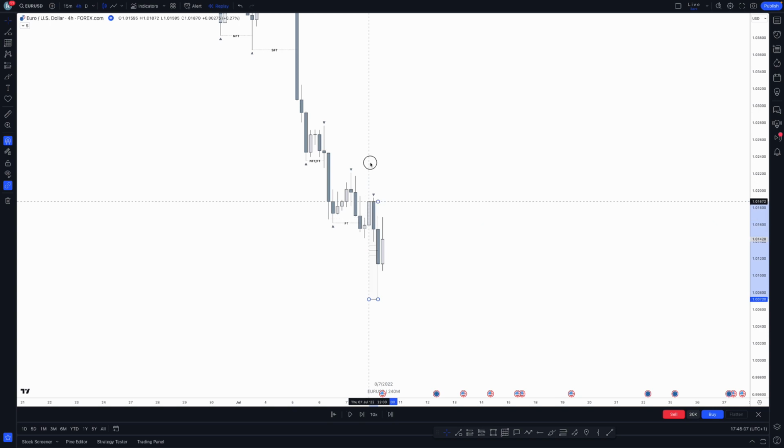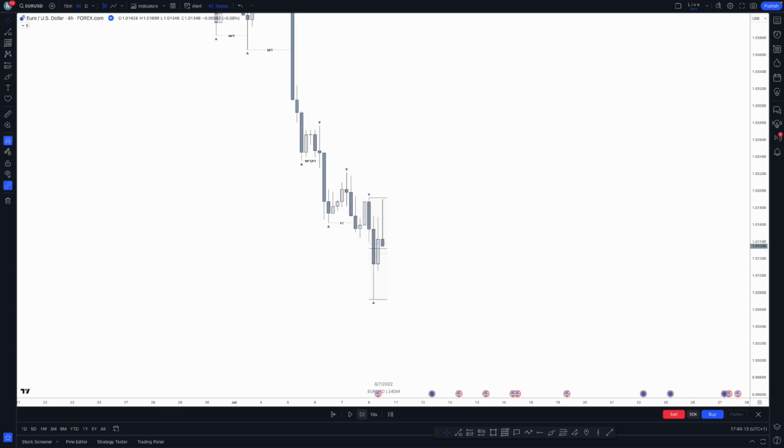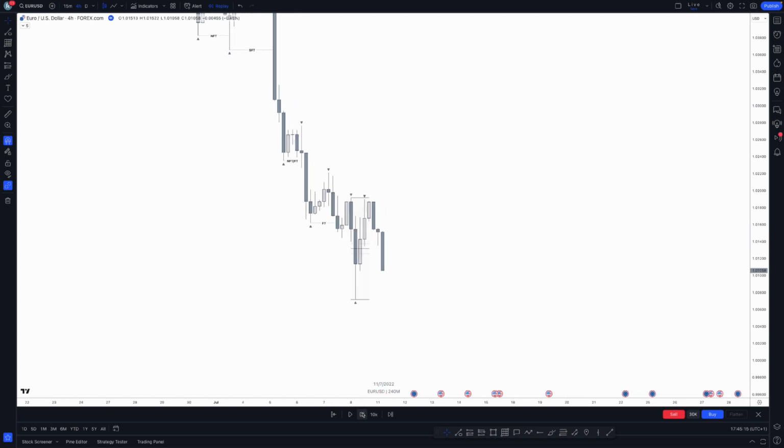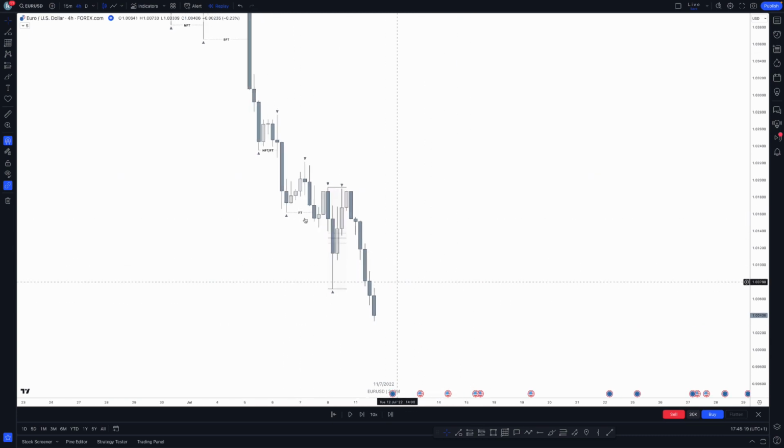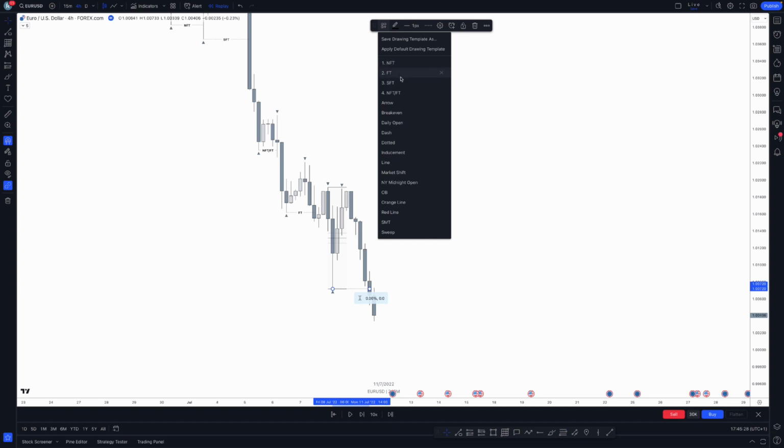We've got a new fractal high, so our range would now move to there. And let's just play price forward and see what happens. Again, we come all the way up into a premium of our dealing range, and then we come back down and take out the fractal low. So we've got now a strong follow through.